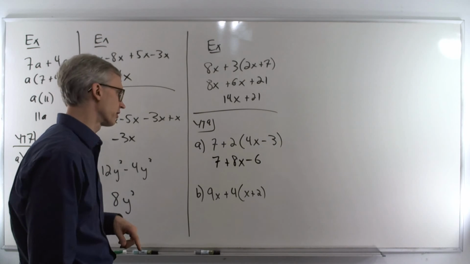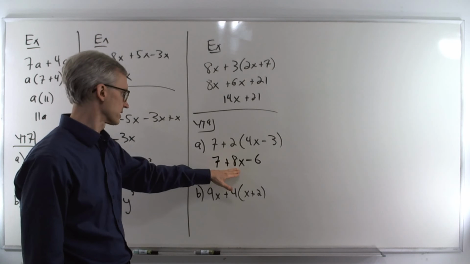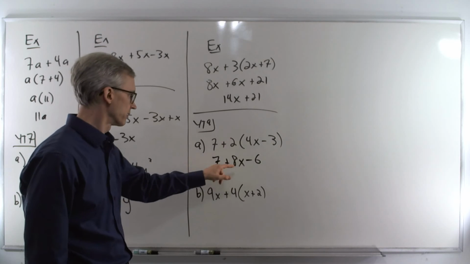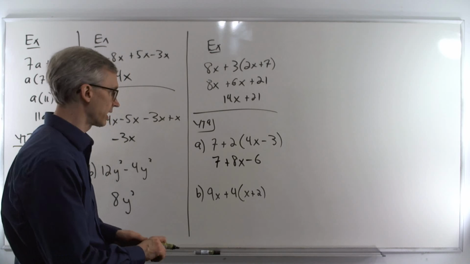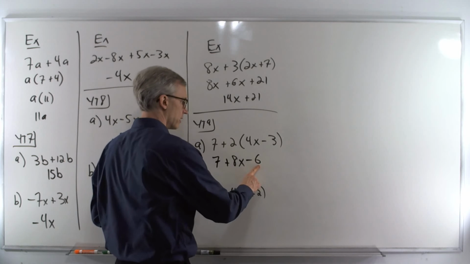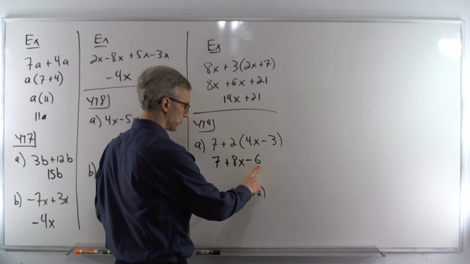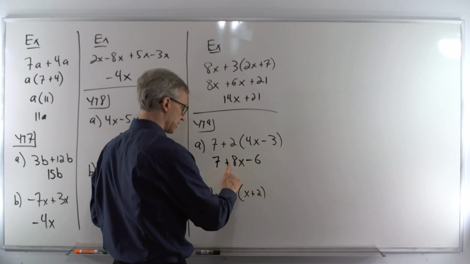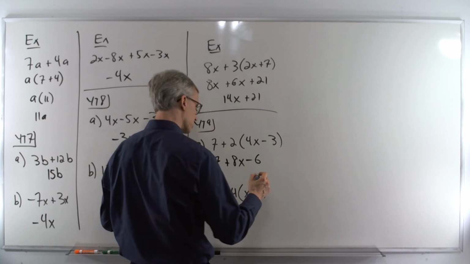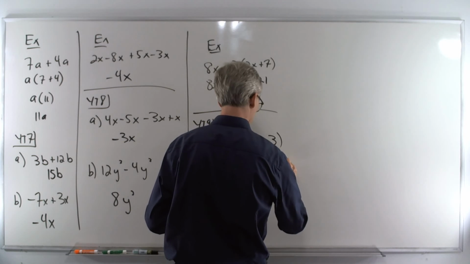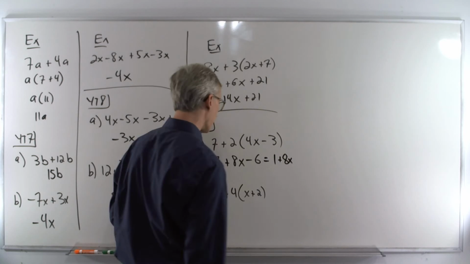Now we can combine like terms. 8x, that's alone, so that's going to stay 8x. We'll do 7 minus 6. Remember, the sign precedes what it's attached to. So this is negative on the 6, so it's 7 minus 6. And that is 1, so we get 1 plus 8x.